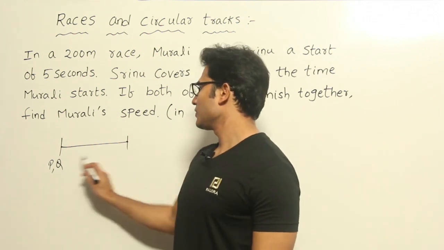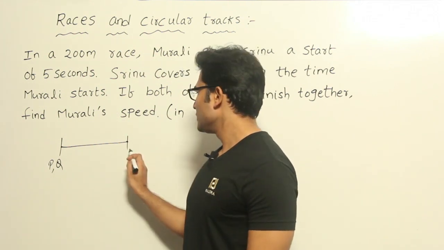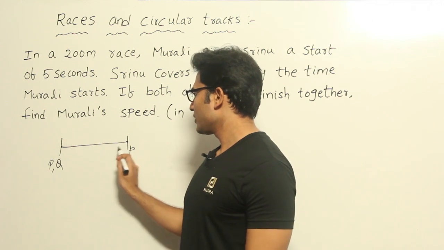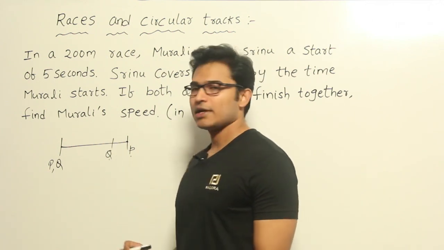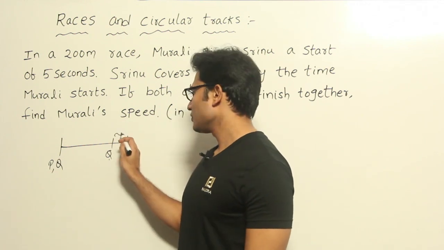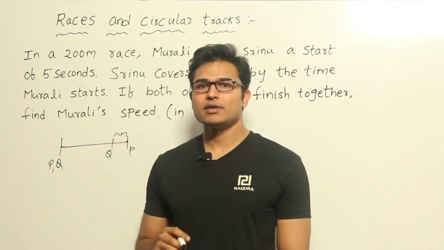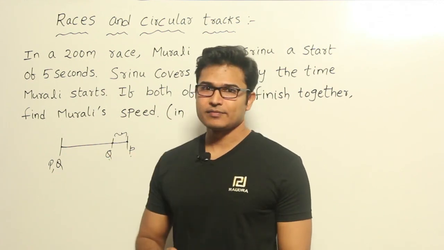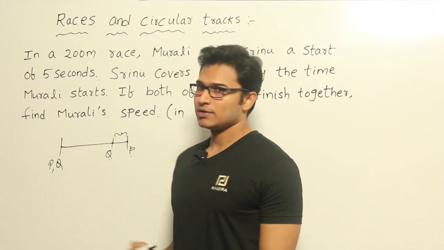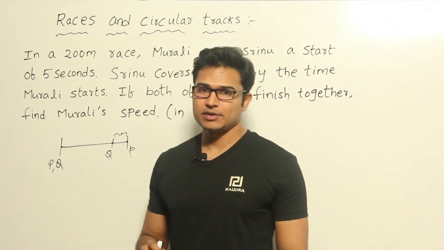Which means by the time they finish the race, let us say P is able to finish it off and Q is lagging behind. They will give you the speeds and maybe the time, or some parameters. So what they will ask you is either by how much time Q is lagging or by how much distance Q is lagging. That is one kind of question.